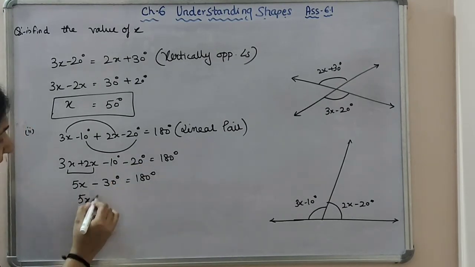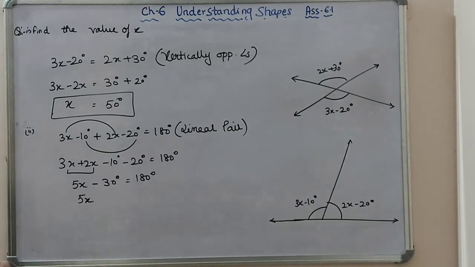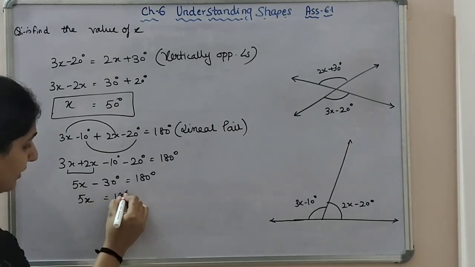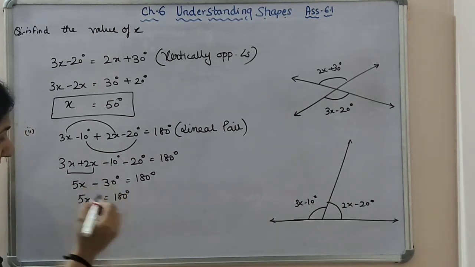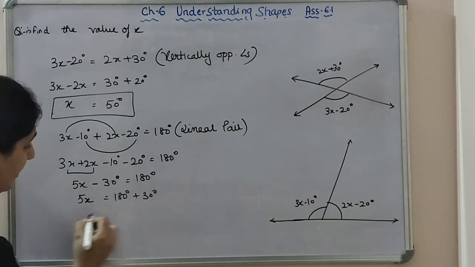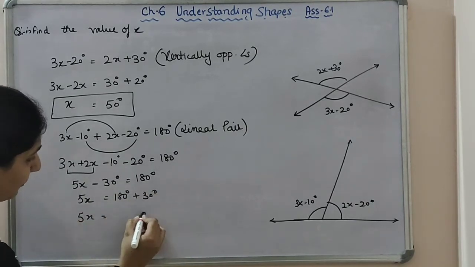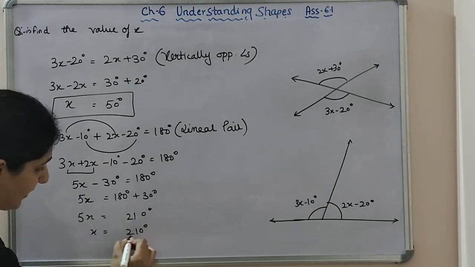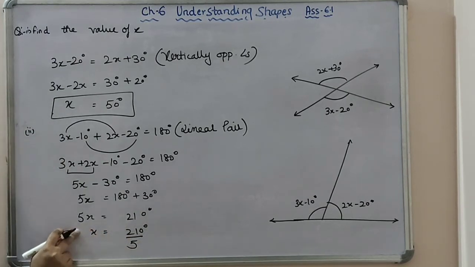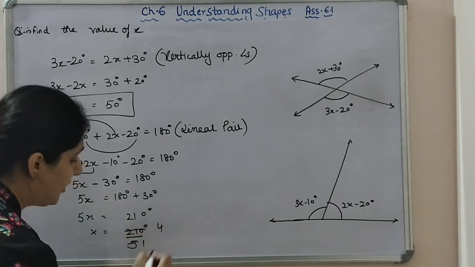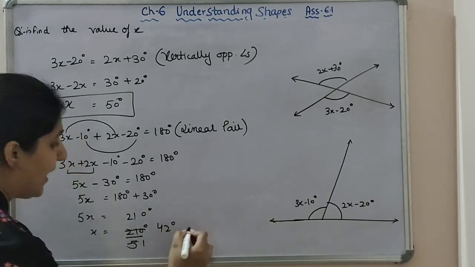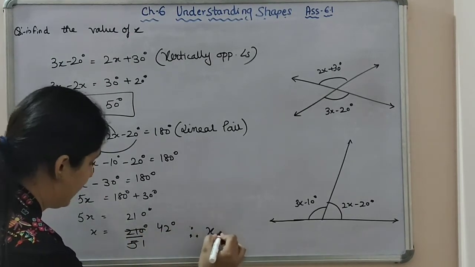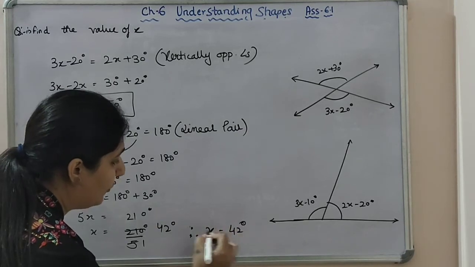We will keep 5x here only because we have to find out the value of x, and we will take 30 to the other side. Here it was minus, so it will become plus over here. So 5x is equal to 210. So x is equal to 210 by 5. 5 was multiplying over here, so going to the other side it will become divide. So 5 4s are 20 and 5 2s are 10. Hence, therefore, x is equal to 42 degrees.